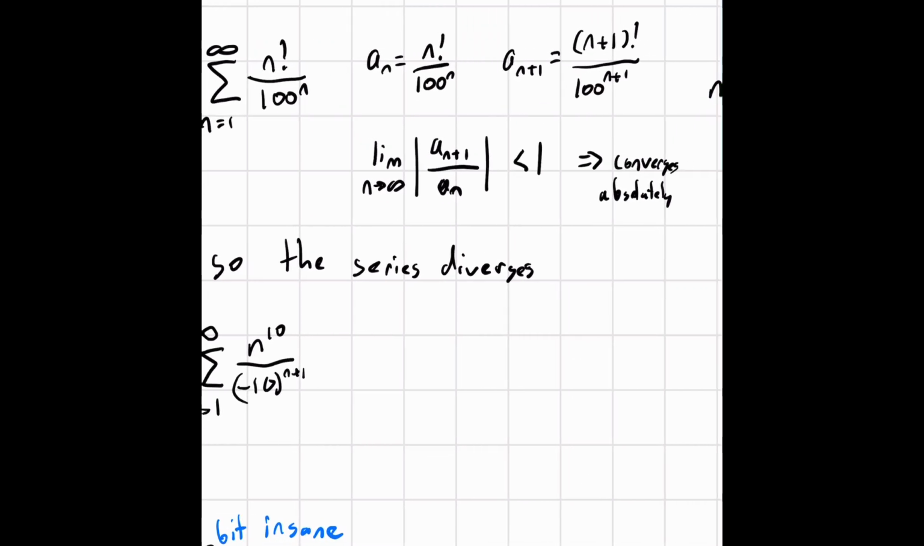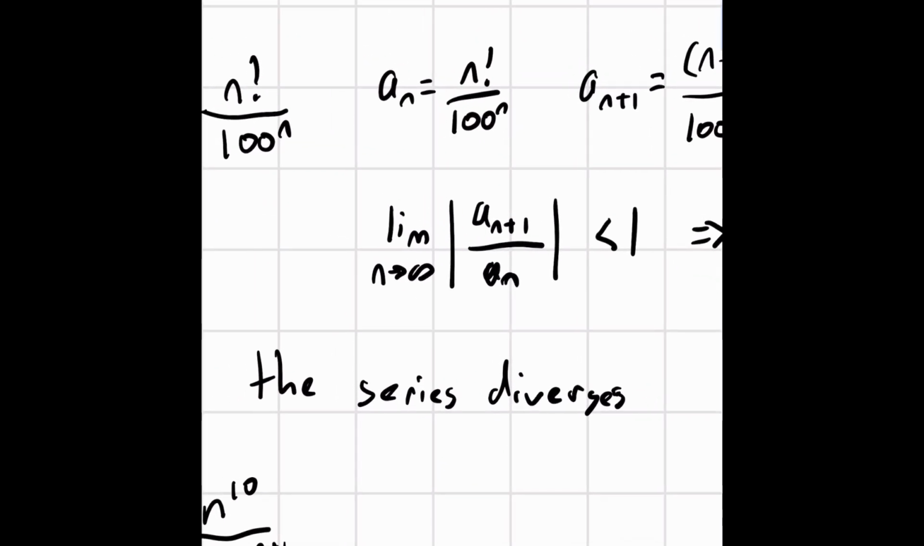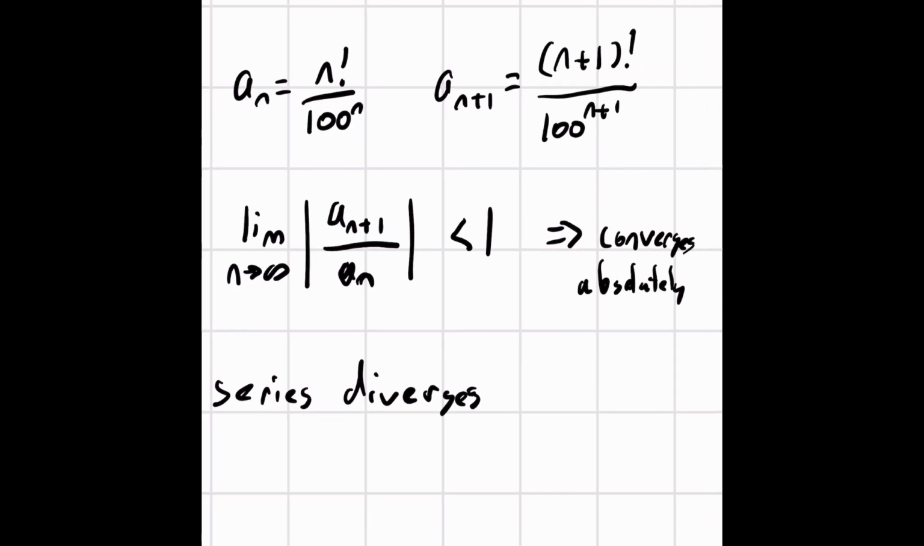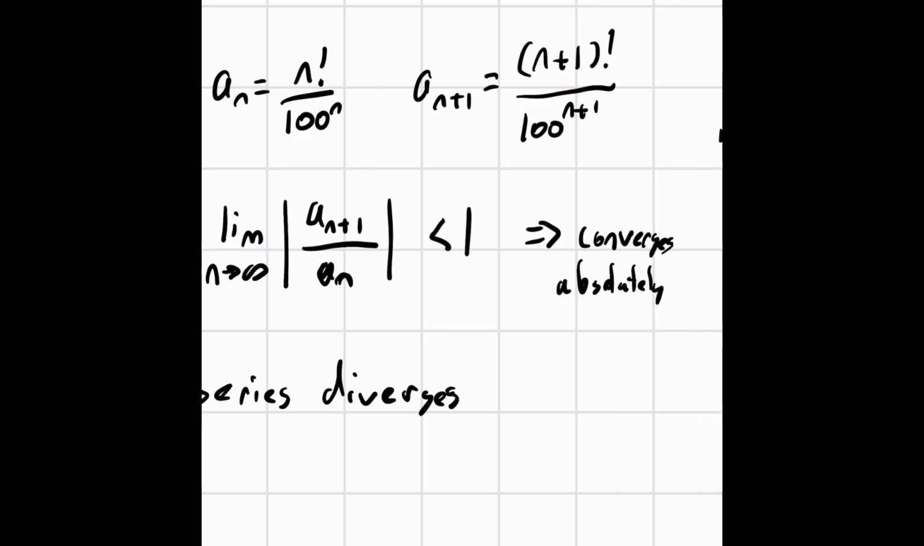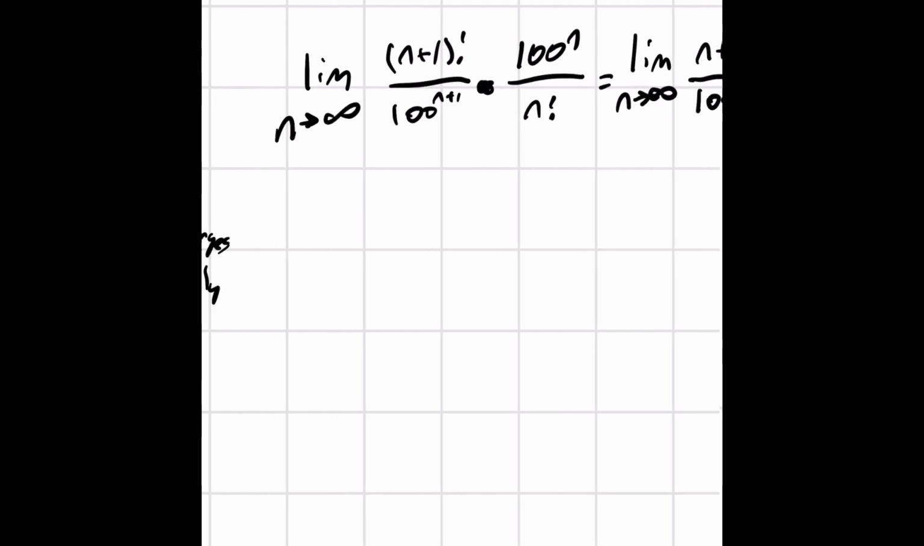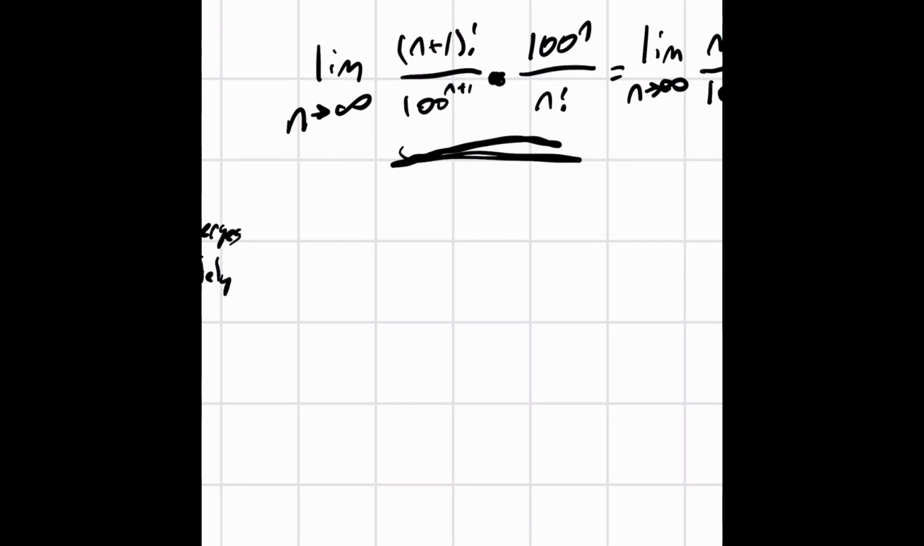Again, what happened? We found the nth term is n factorial over 100 to the n. The n plus 1 term is the same thing, but replace n with n plus 1. So now when you do a_(n+1) divided by a_n, the expression will look like this. And now we want to simplify this and take the limit.